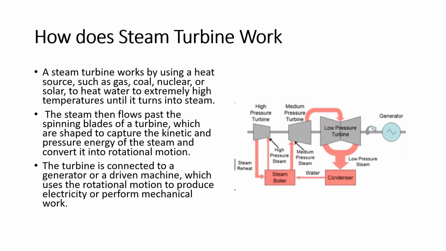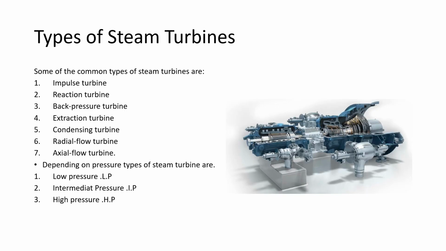Some of the common types of steam turbines are impulse turbine, reaction turbine, back pressure turbine, extraction turbine, condensing turbine, radial flow turbine, axial flow turbine. Depending on pressure, types of steam turbine are low pressure, intermediate pressure, and high pressure.